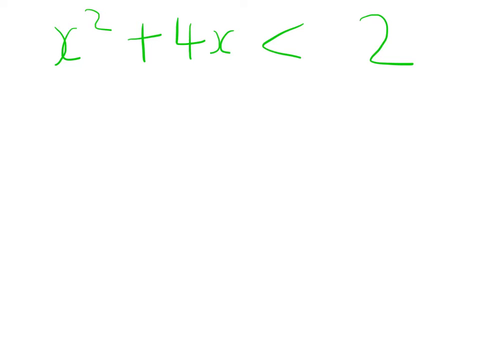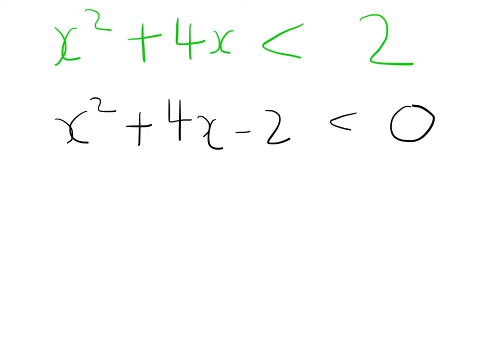Inequalities like this one, the first thing to do, just like you would do with an equation, is to get everything over onto one side. So x squared add 4x minus 2 is less than 0. And then our task is again to factorise. Now, it doesn't look like it's going to be that easy to factorise to me. So the next stage looks like resorting to either completing the square or the quadratic formula.